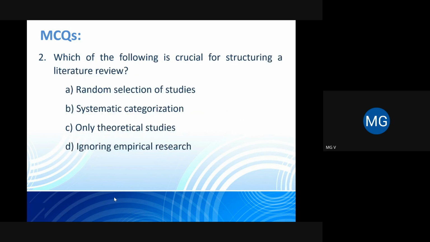Which of the following is crucial for structuring a literature review? Random selection of studies, systematic categorization, only theoretical studies, or ignoring empirical research? Systematic categorization. Right. Systematic categorization. B.